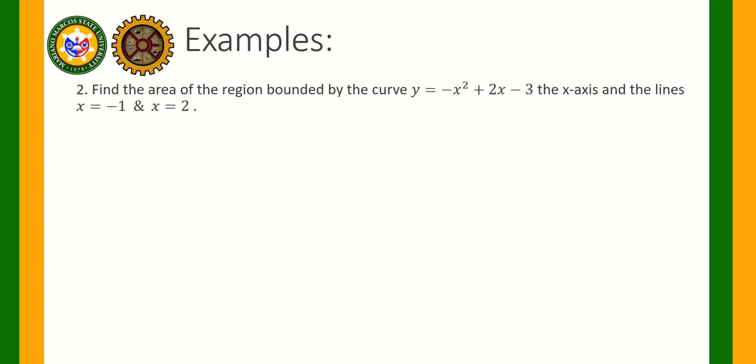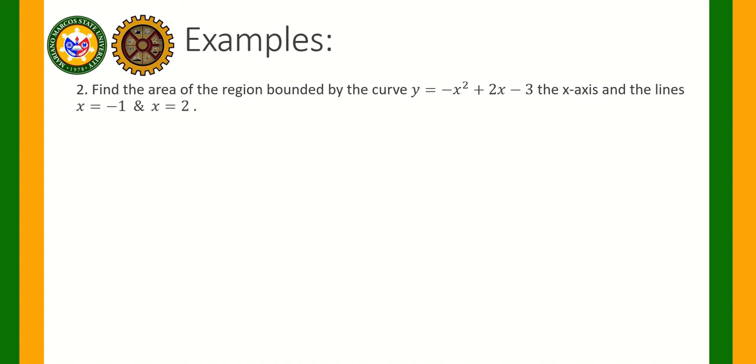Okay, so let's try another example. Under the area of a plane region, find the area of the region bounded by the curve y equals negative x squared plus 2x minus 3, the x-axis, and the lines x equal to -1 and x equal to 2. Okay, so our function is actually a general equation for a conic section, or more specifically for a parabola, with an axis parallel to the y-axis.